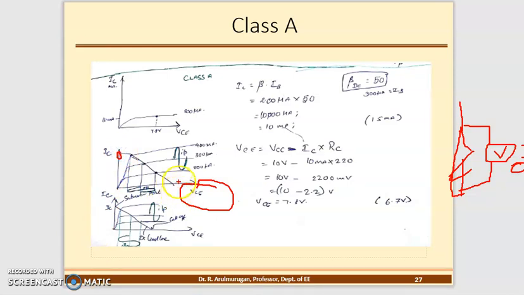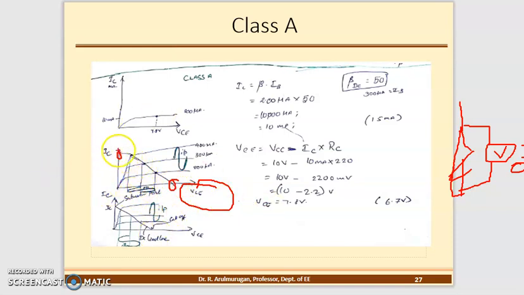What is the meaning of the cutoff point? Cutoff point means the voltage is there, but the output current is 0. So there is no output current, which means no conduction. That's all about that one.